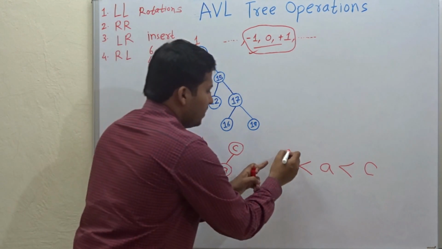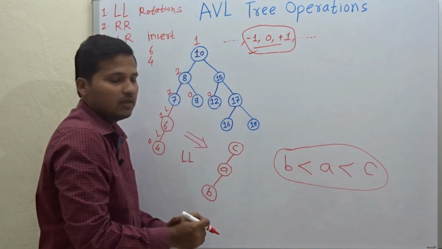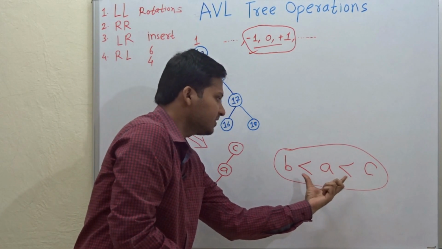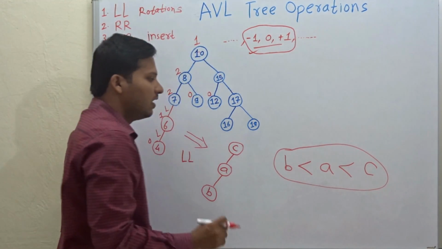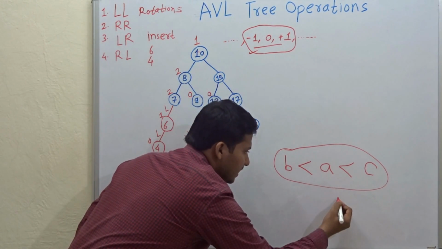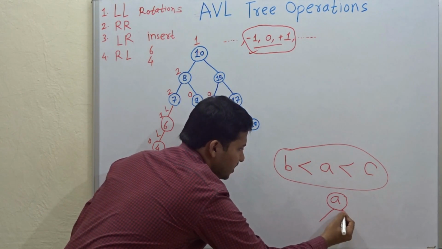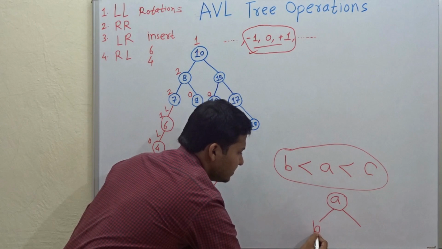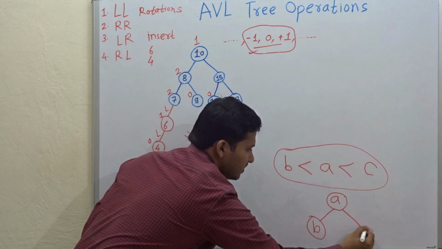So when we look at this property, we come to know that we can write such a branch, in which B is less than A and A is less than C, in some other way. That way is: take A in the middle as the root of that subtree, B as the left child because B is less than A, and C as the right child.